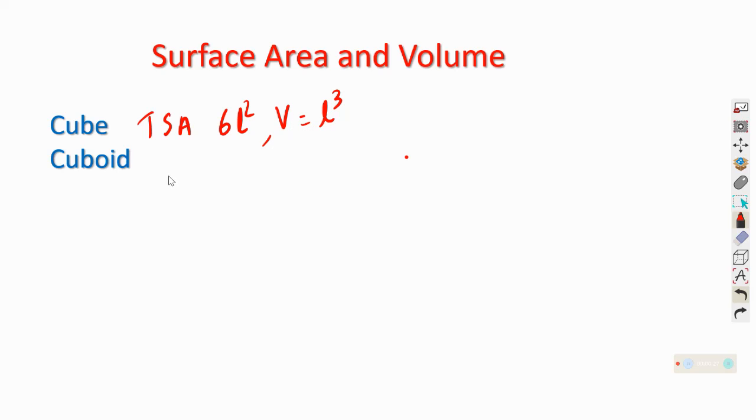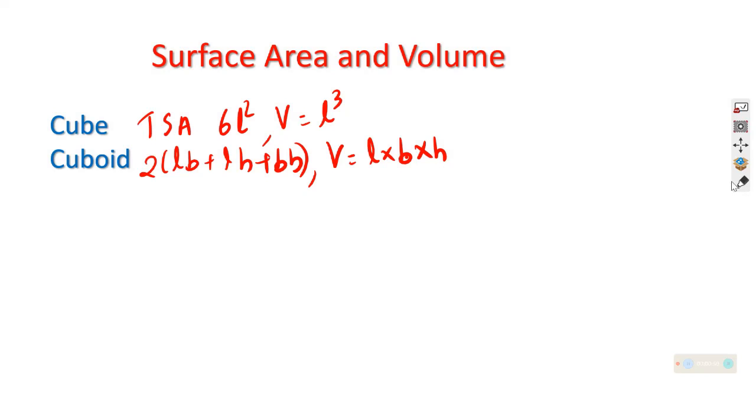As far as cuboid is concerned, the total surface area can be calculated by the formula 2 into length into breadth plus length into height plus breadth into height, and the volume by the formula length into breadth into height. The next thing you have to study is the cylinder. I studied about cylinder, its surface area and volume last year. How a cylinder looks is also very much known to you. Let me show you. A cylinder looks like this.